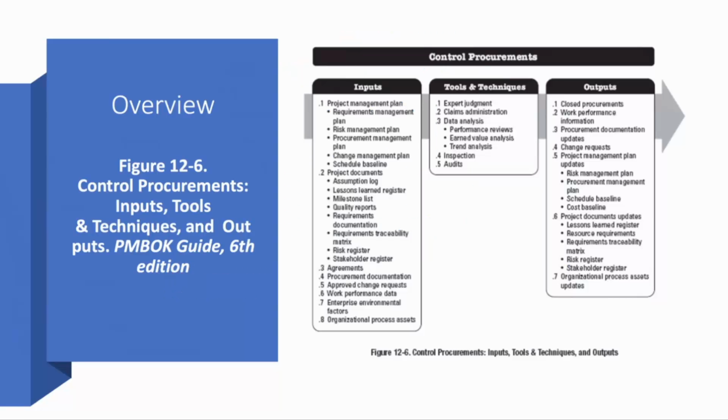Control procurement is the process of managing procurement relationships, monitoring contract performance, and making changes and corrections as appropriate, and closing out contracts. The key benefit of this process is that it ensures that both the seller and buyer's performance meet the project's requirement according to the terms of the legal agreement. This process is performed throughout the project as needed.